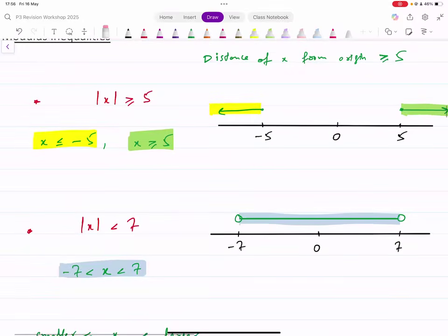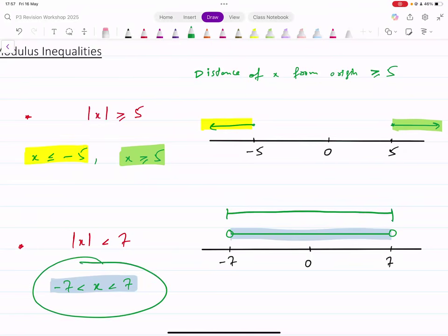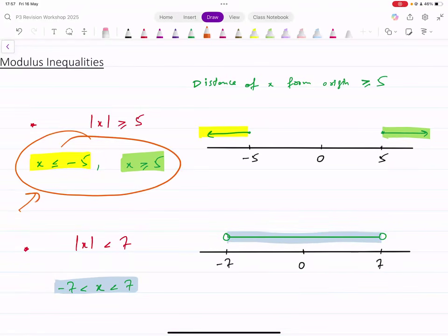Similarly, if you had less than 7, what would you say in that case? The distance from origin is less than 7. So it has to be between -7 and +7. And we write that as a single inequality here, that x is between -7 and +7. Now, this is very important. Sometimes we write our answers as two inequalities. Sometimes we write them as a single inequality. You have to look at which region is satisfying the inequality.